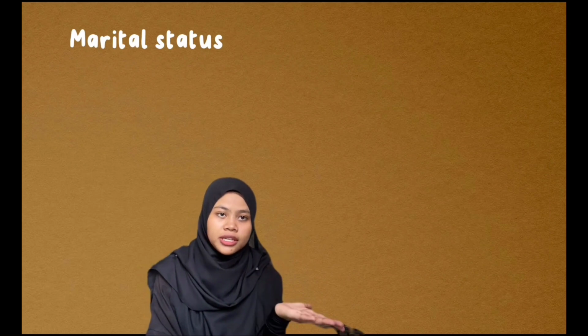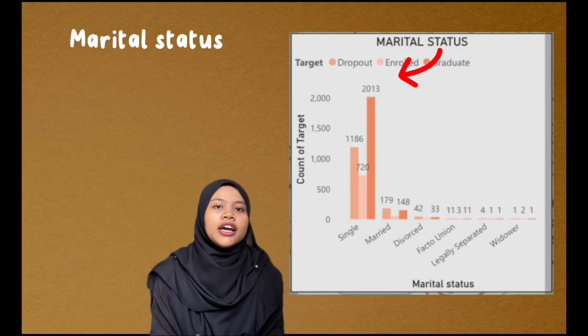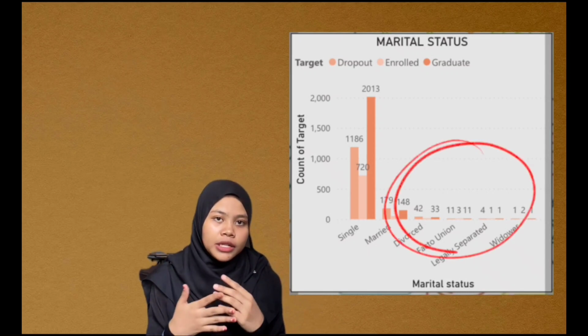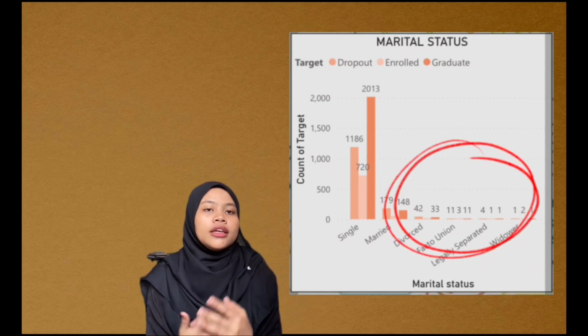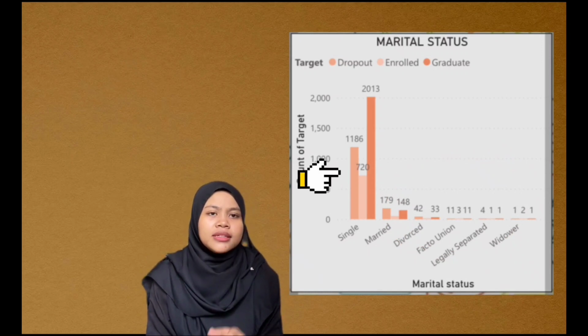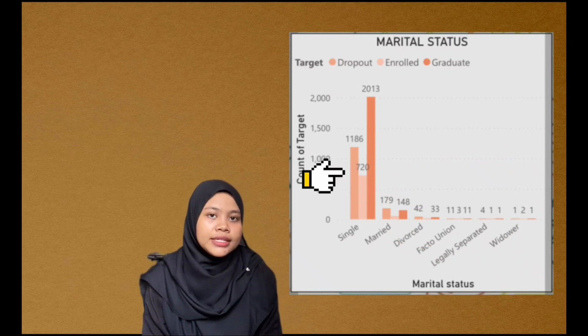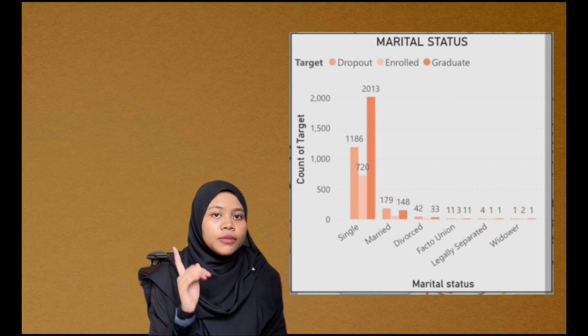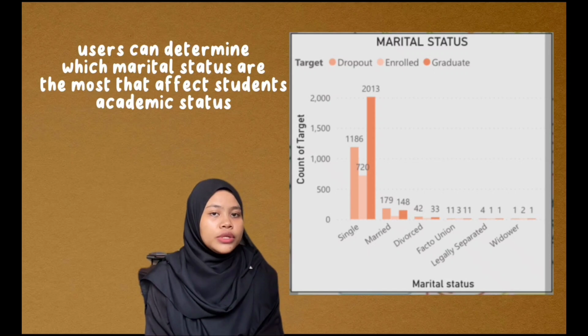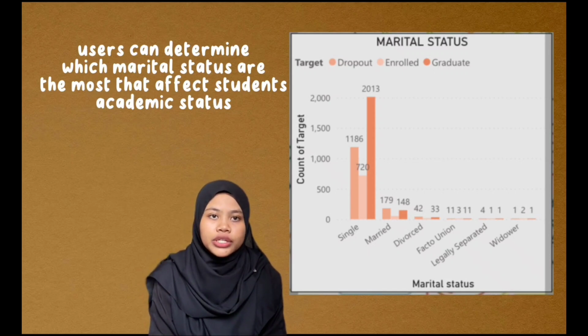enroll. Second factor is marital status. For graduate students, the highest for marital status is single, while the lowest is for all other marital statuses such as widower, legally separated, and others. For enroll and dropout students, the single marital status is also the highest compared to the other marital statuses. From the chart, users can determine which marital status most affects student academic status in their education.